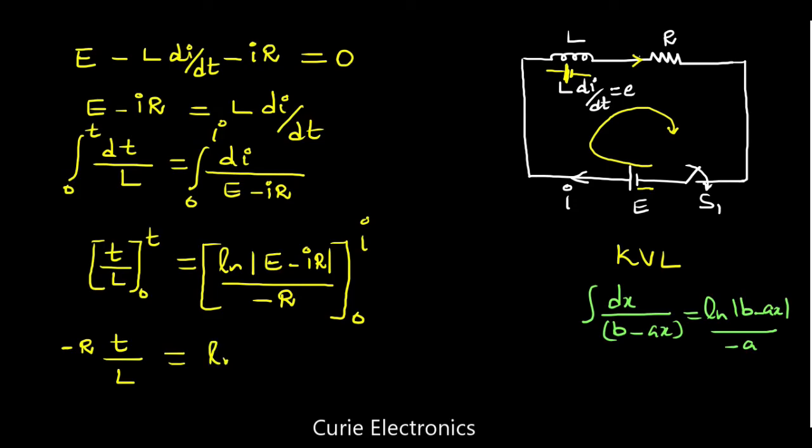So ln of E minus IR, minus ln of E, right, because I equals 0 when I apply the lower limit.